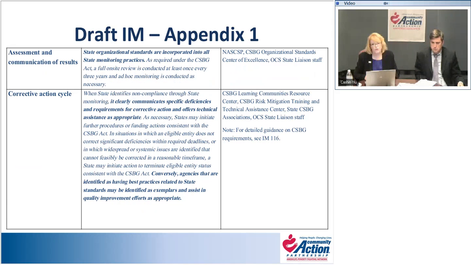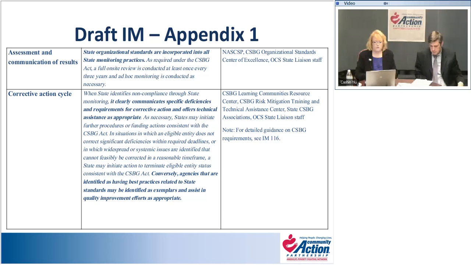And then again, looking at the corrective action cycle, making sure that states identify what noncompliance looks like at their state level, and communicating specifically what happens with certain deficiencies when they come up, what the process is for a corrective action plan or a TYP, and what the opportunity will be for training and technical assistance. None of this is necessarily new, but it's definitely articulating and making sure all parts of the network are paying attention to those aspects of the corrective action cycle. So I think those are the comprehensive components that are in the IM.